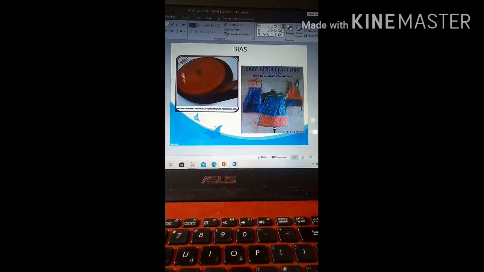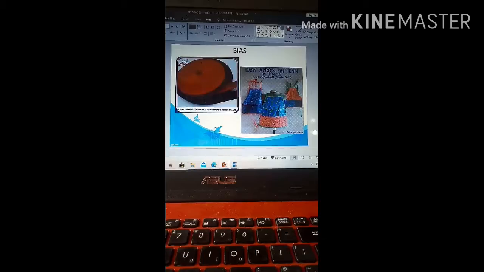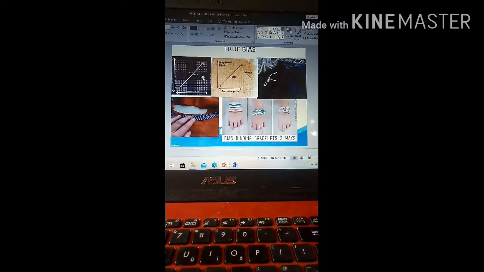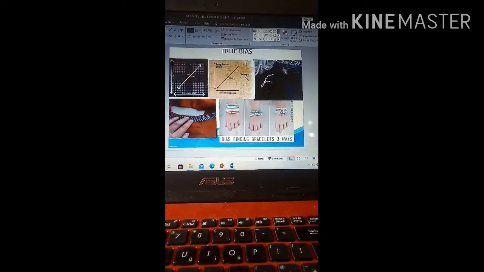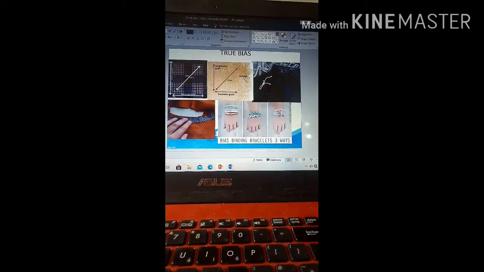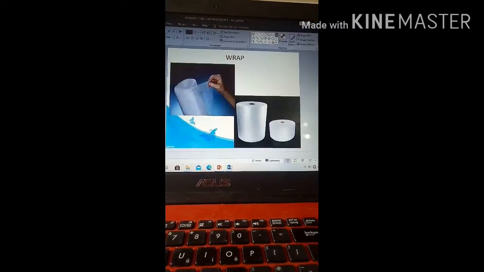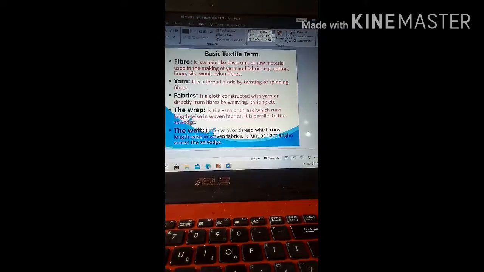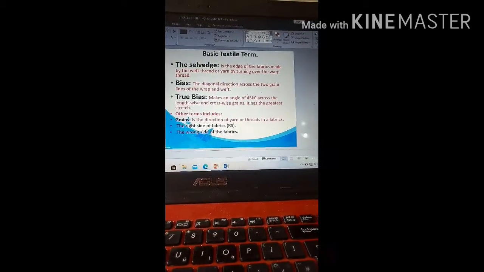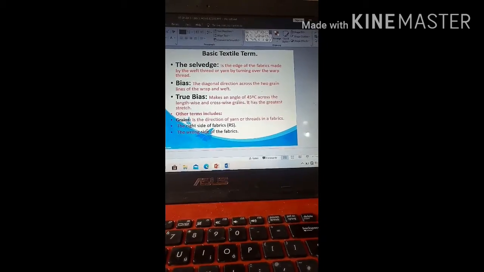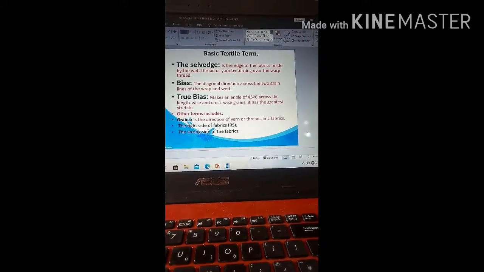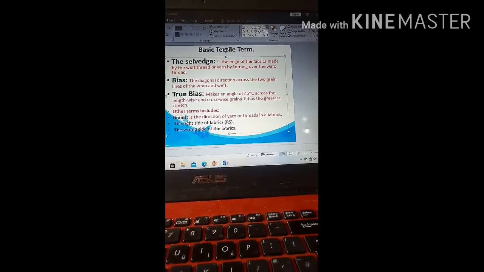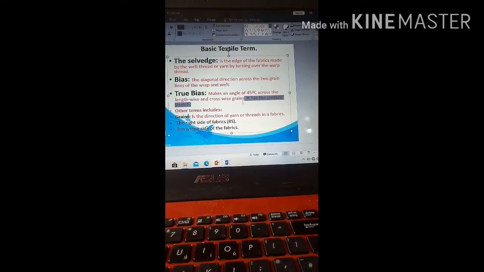So that is bias. Then this is just a cross section of true bias. So now this is true bias. Let's check the definition of true bias. True bias makes an angle of 45 degrees across the lengthwise and crosswise grains. It has the greatest stretch.